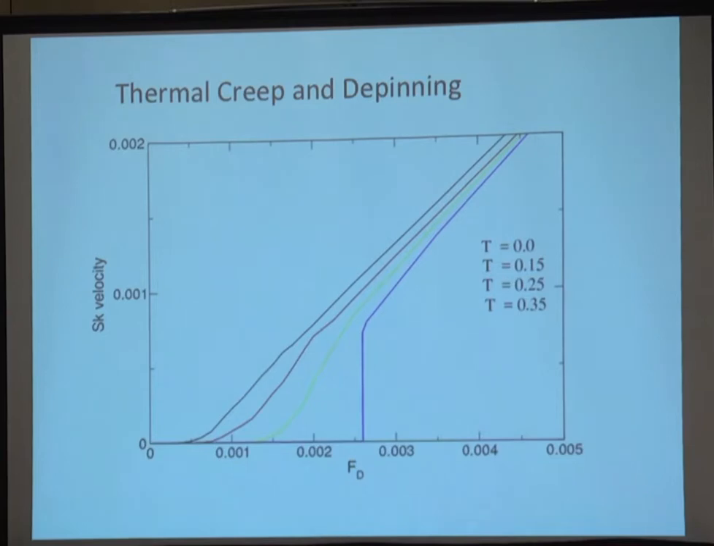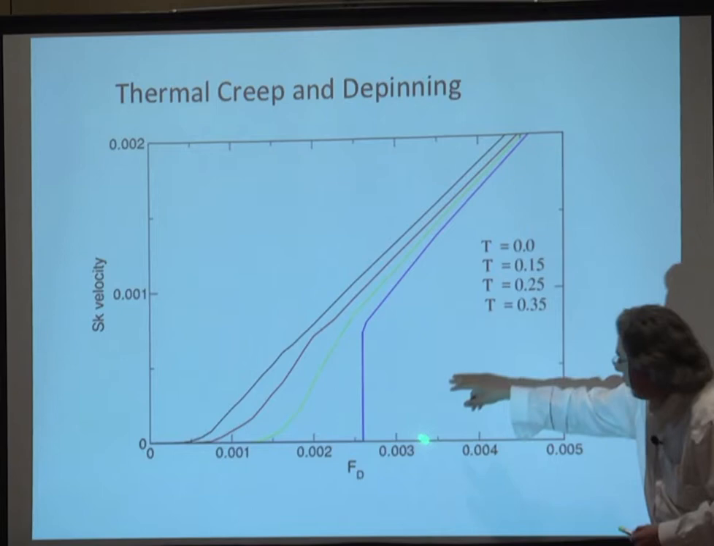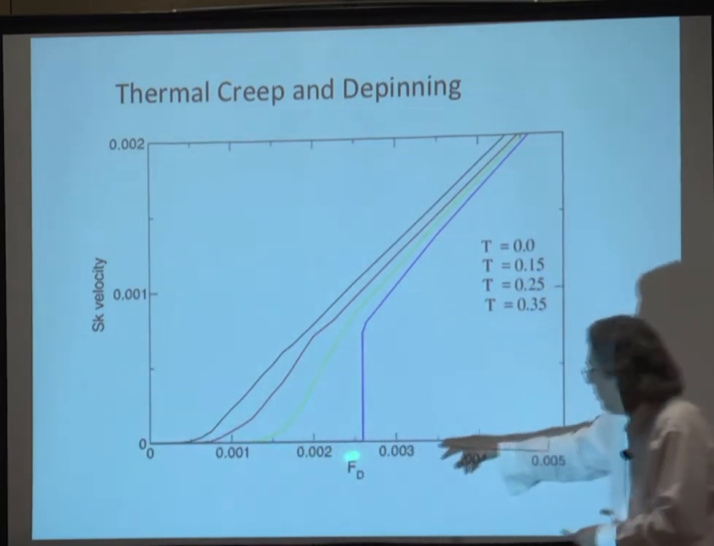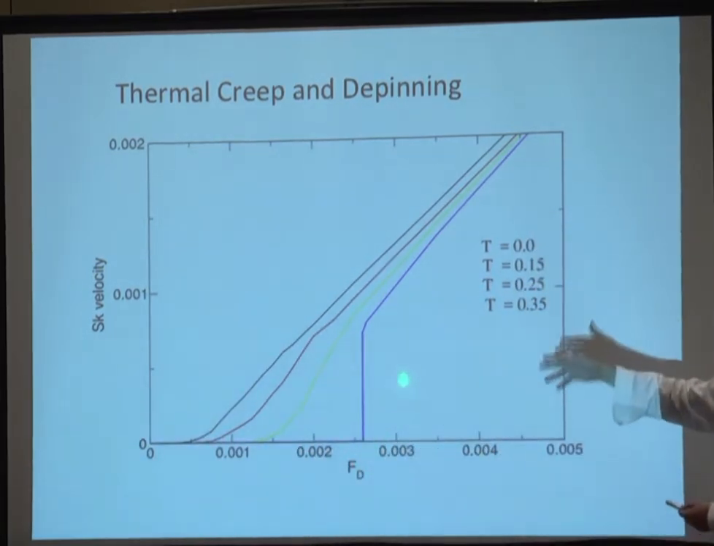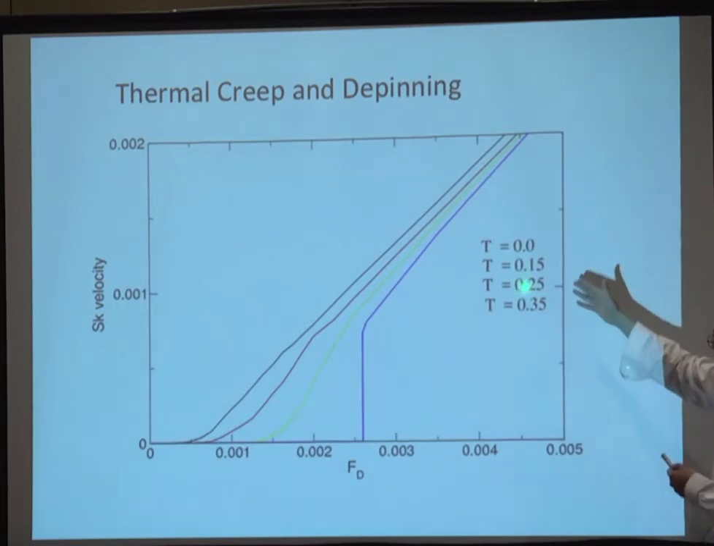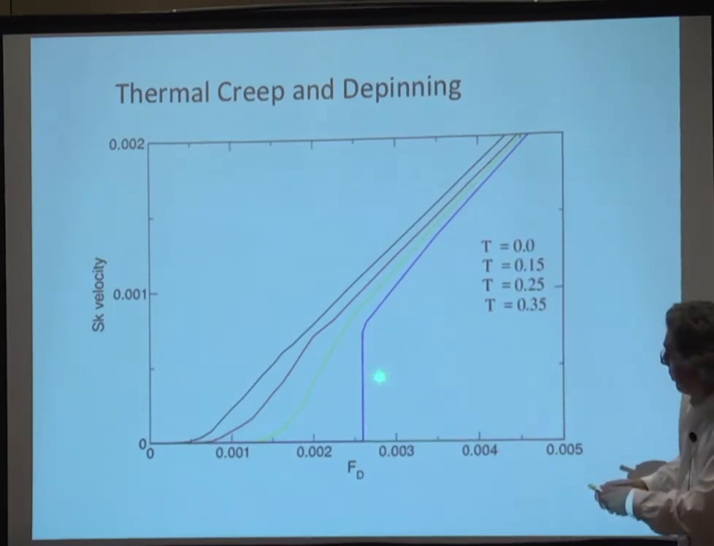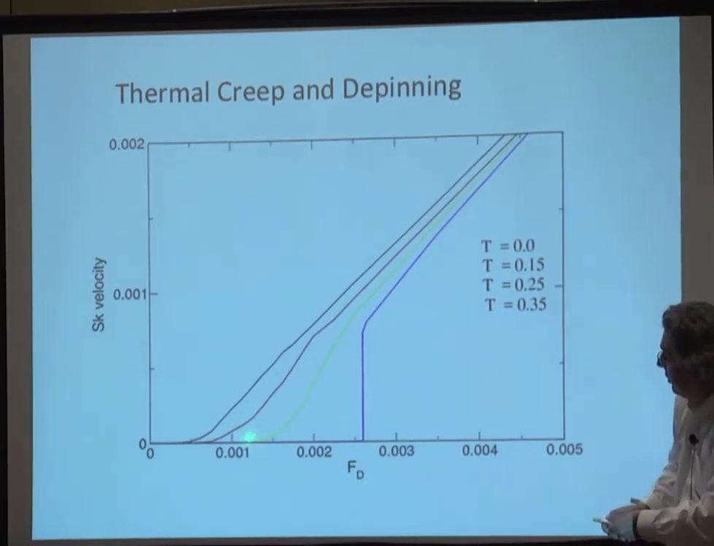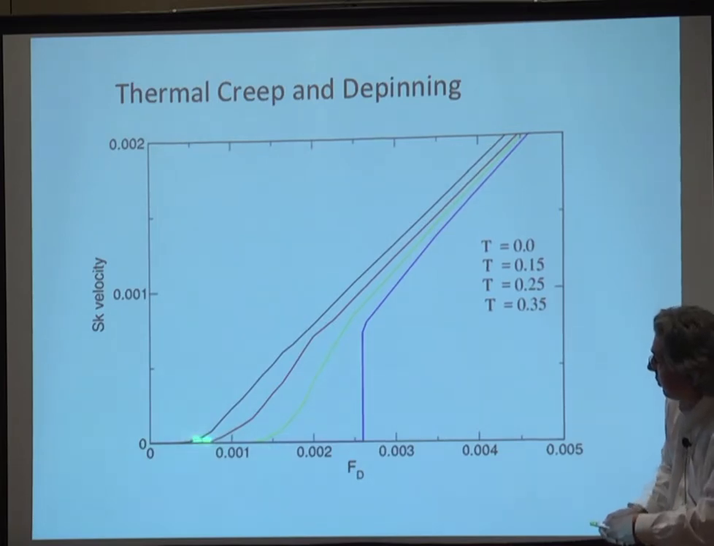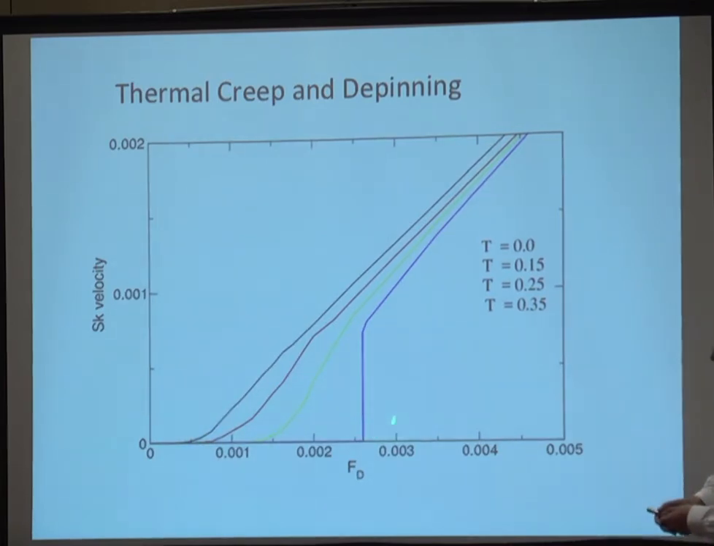The previous work is at zero temperature, but what happens at finite temperature? This is a plot of the Skyrmion velocity for different temperatures. Zero temperature is the blue curve. You have extended range with the pin, and then you have critical pinning and sliding. Now as you start increasing temperature, your pinning force decreases, and you also get some more curvature of the velocity-force curves.